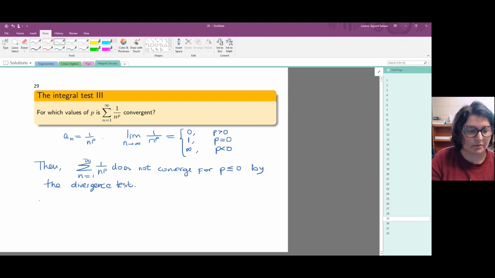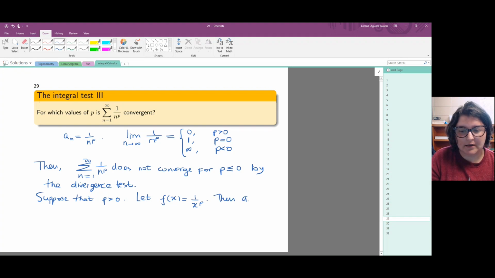Okay. So from now on, suppose that p is positive. Let's see what happens when p is positive. When p is positive, the limit of a_n is 0. We saw that. Now, we're going to match a_n with f of n, where f of x is 1 over x to the p. When we do a_n, that's 1 over n to the p, that's the same as f of n.